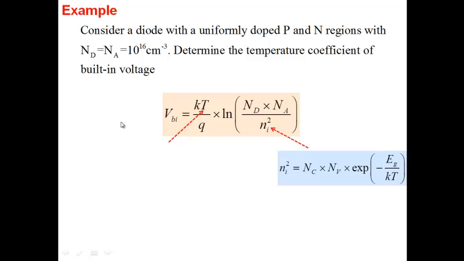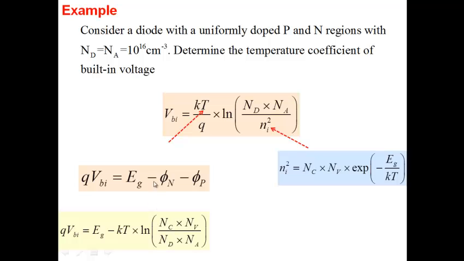A better expression which will directly give you this: remember we had an expression like this, VBI equal to Eg minus phi n minus phi p. And if I take an expression for phi n and phi p, QVBI is Eg minus kT ln Nc Nv over Nd Na. Now can you see clearly what will happen as temperature increases?